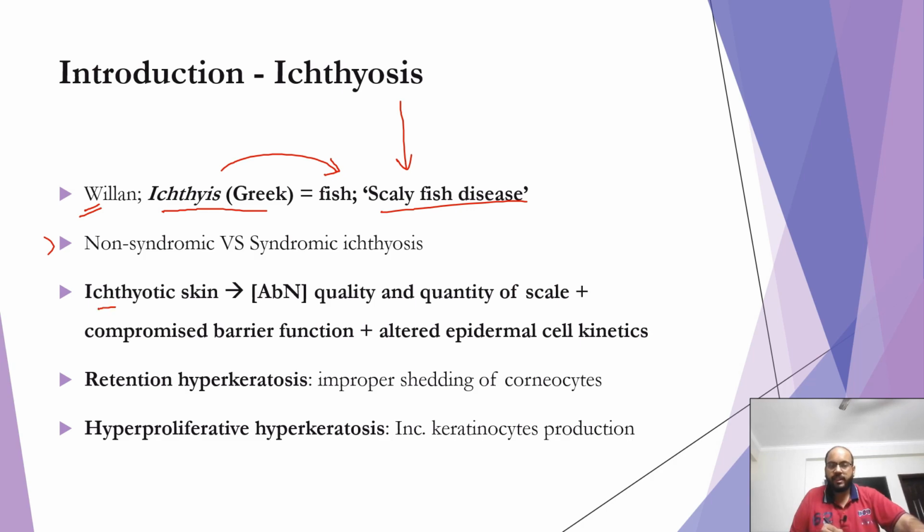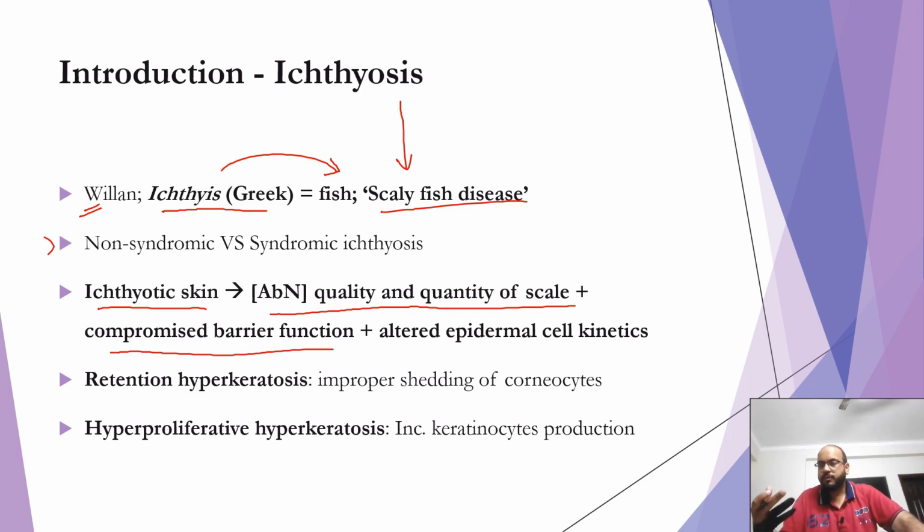Now, in ichthyotic skin, there is abnormal quantity or quality of scale. That means the scale can be abnormally produced in large numbers, or they are not normal scales, they are dry scales. Okay. Now, this abnormality of scales leads to compromised barrier function. So we all know that skin is required to perform a very important function by acting as a barrier, okay, a barrier against the environment. And because of this defective skin, it's not able to do its function properly.